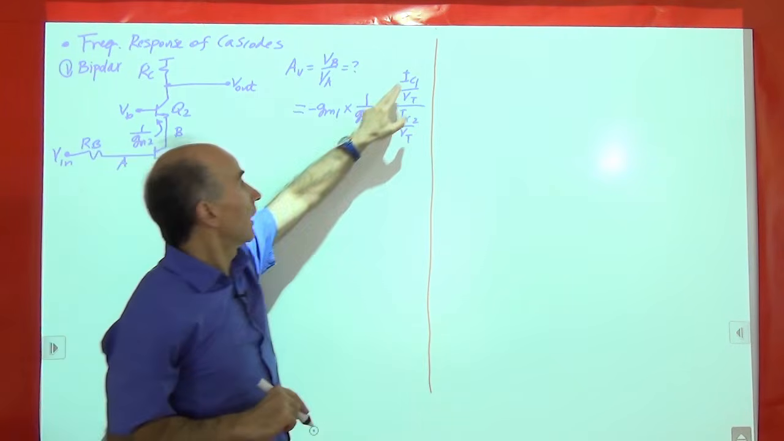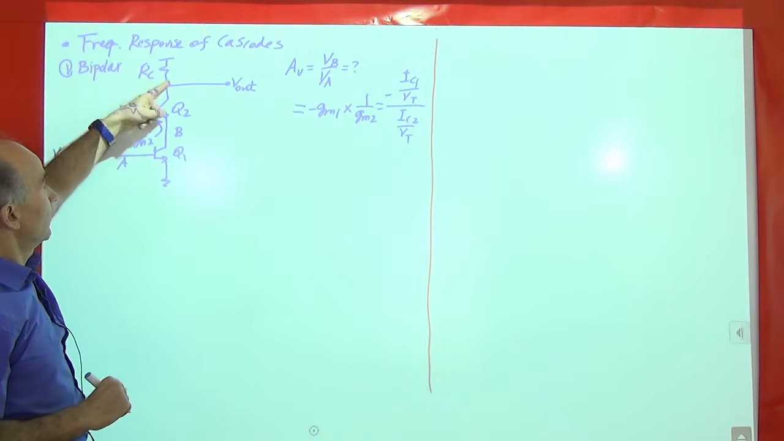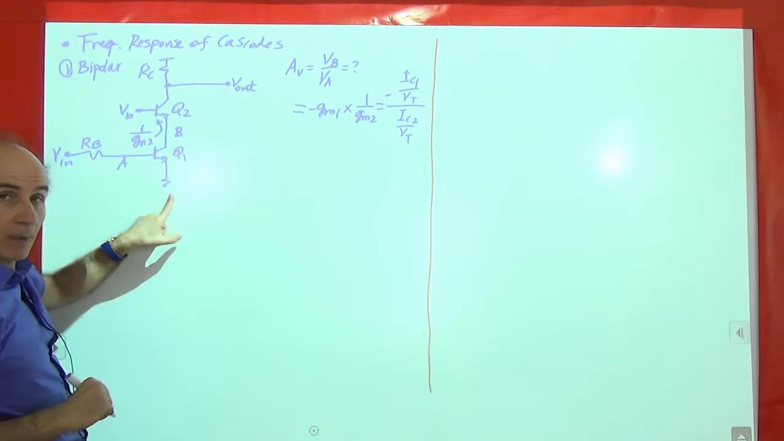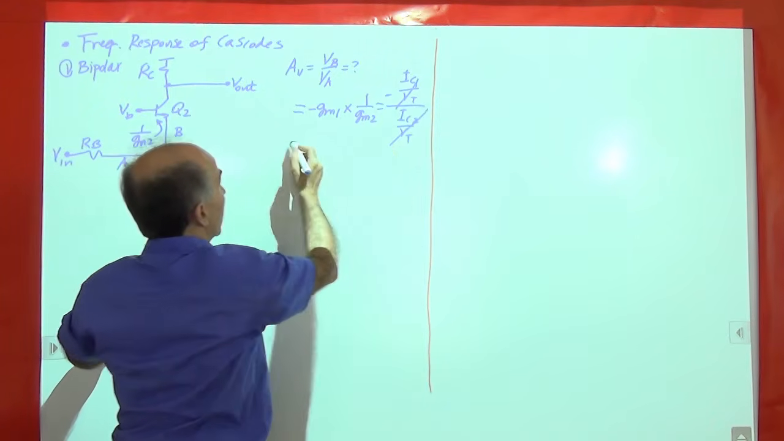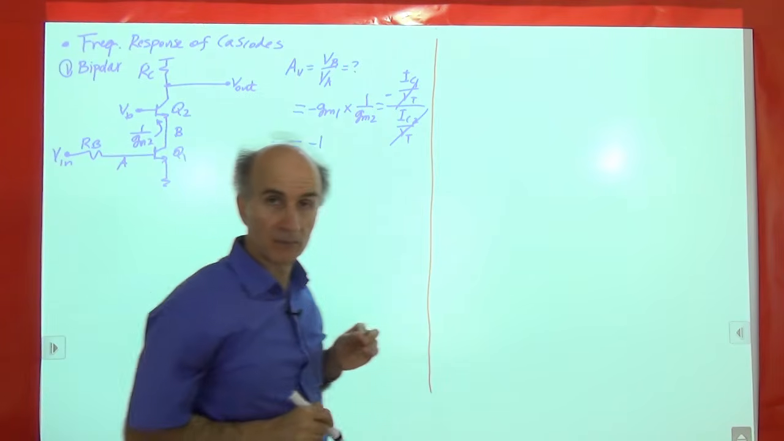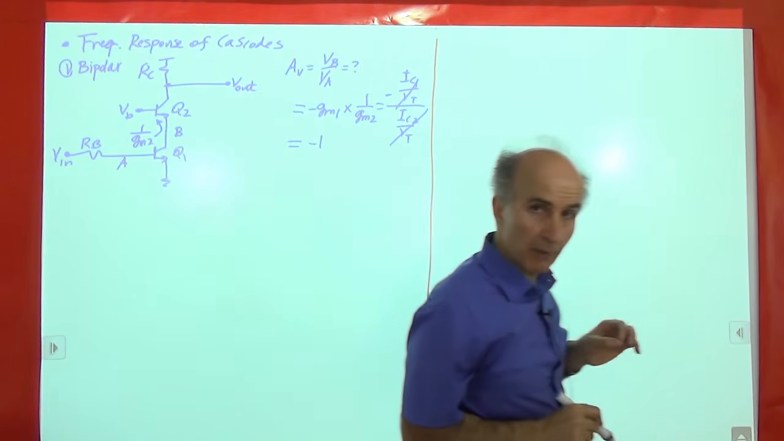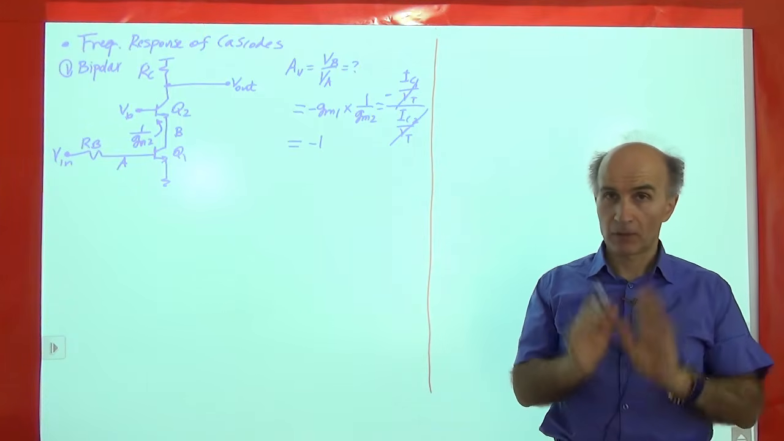How are IC1 and IC2 related? Well, they're approximately equal, right? The bias current is approximately the same, so everything cancels out, and we see that the gain is equal to -1. So the voltage gain from node A to node B is approximately equal to -1. All right, so remember that.